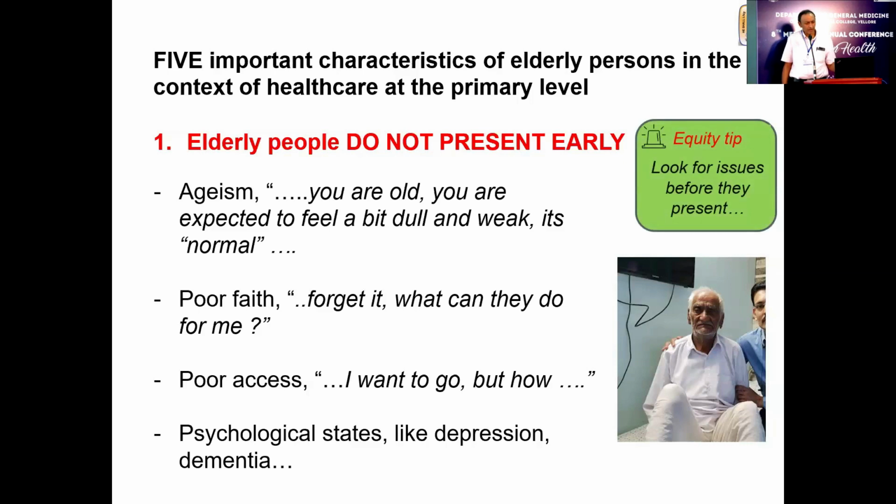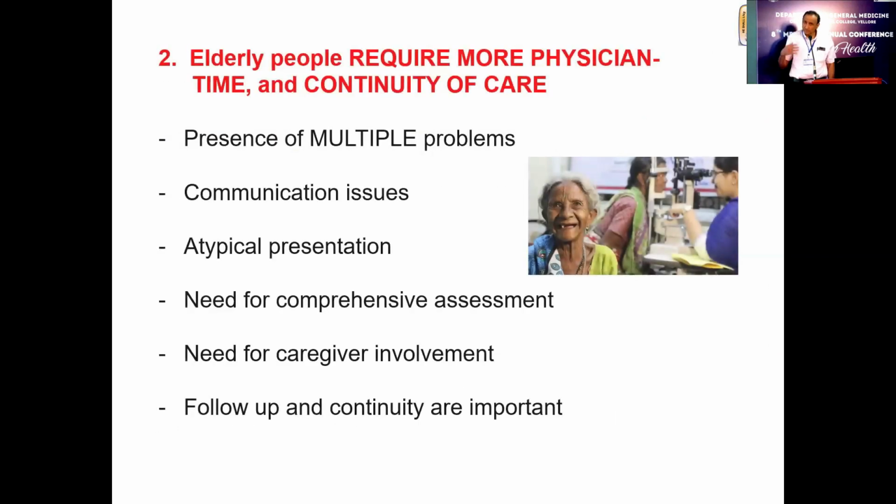So the equity tip, therefore, for us, for a primary care provider, has to be something like this. We need to look for issues perhaps before they actually present when we are talking about older people. Second, they require more physician time and continuity of care. Now, it is not possible to cure most of the issues with which older people present. So therefore, we have to have set apart time.